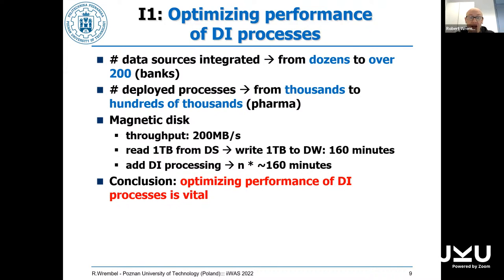And then if we consider traditional magnetic disks with throughput of 200 megabytes per second to just read, copy-pasting 1 terabyte from a data source to a data warehouse would take 160 minutes. And then add on top of this, just copy-pasting, the processing of data, this transformation, cleaning, deduplication, you can multiply this time n times. So the conclusion is that optimizing performance of data integration processes is vital to the whole data integration architecture.